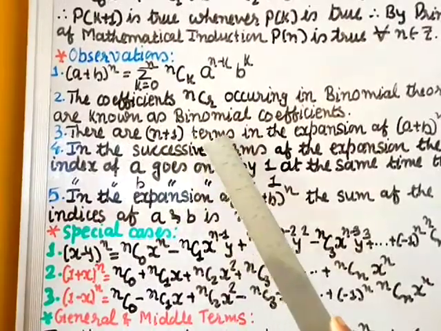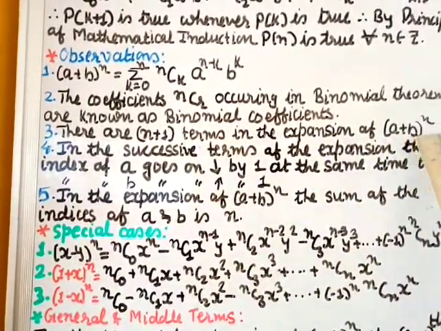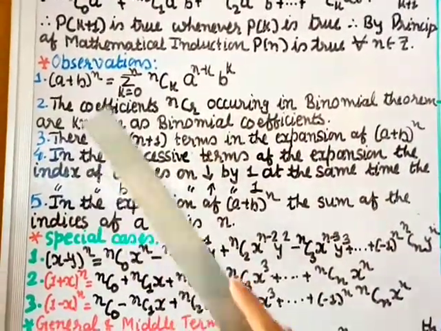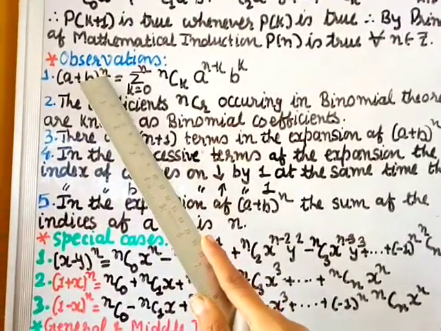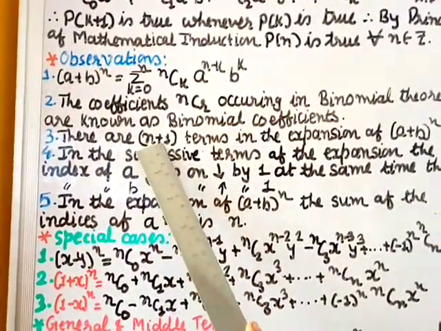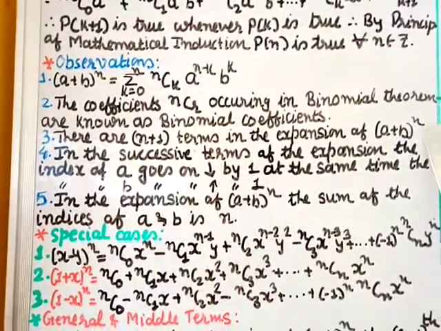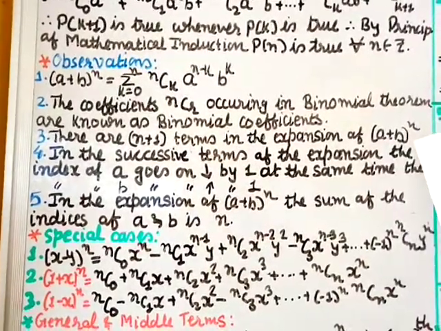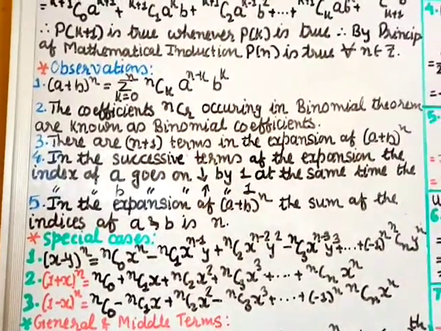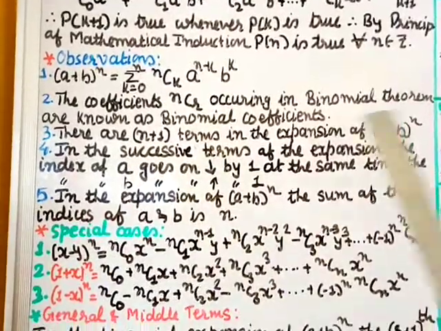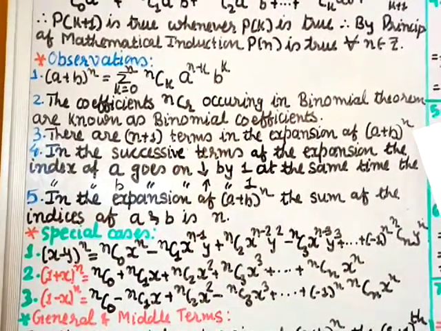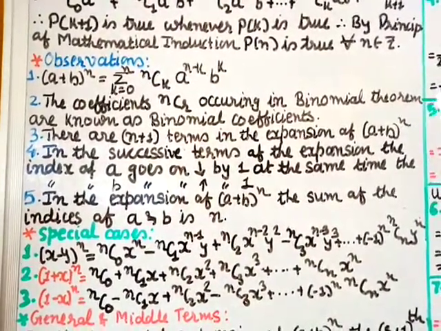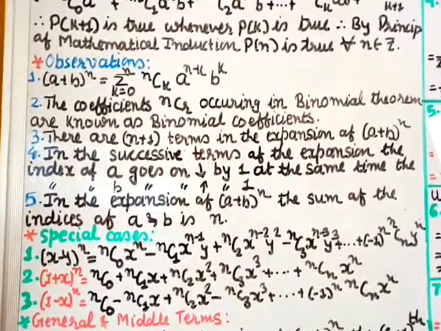There are n plus 1 terms in the expansion of a plus b power n. So when you expand a plus b power n, it has n plus 1 terms. For example, suppose n is equal to 5. Then when you expand this using the binomial theorem, in the expansion there will be 6 terms because n plus 1. So here the power is 5, then the expansion will have 5 plus 1, 6 terms.